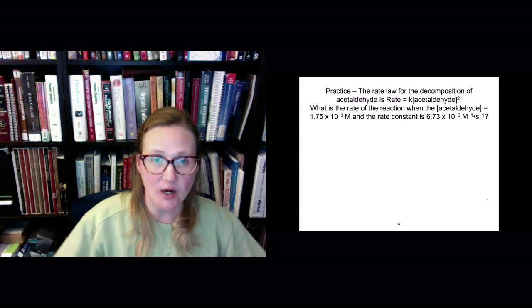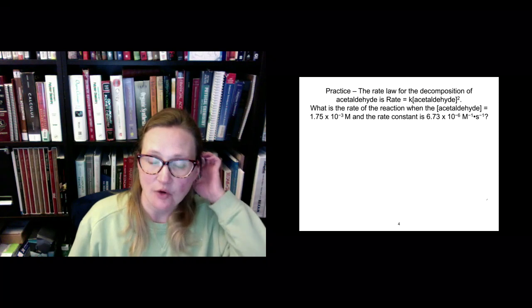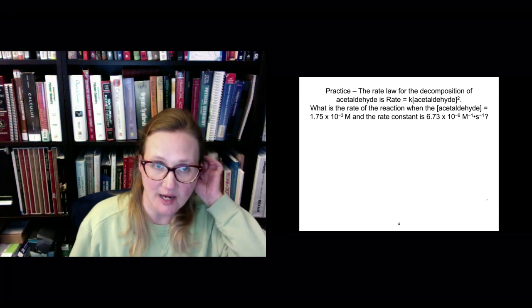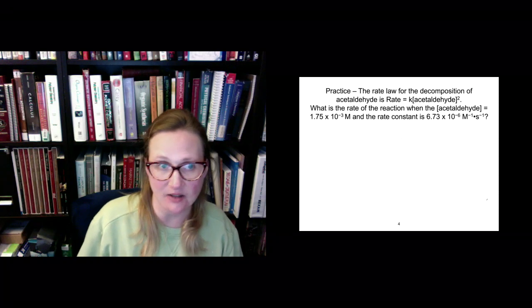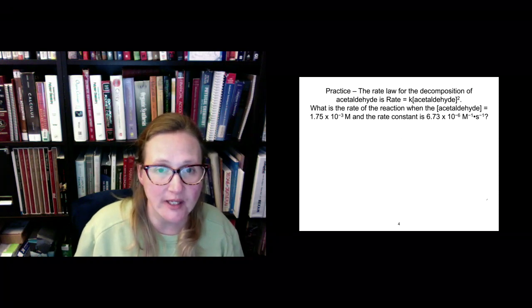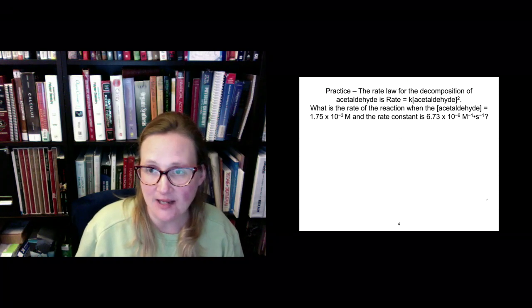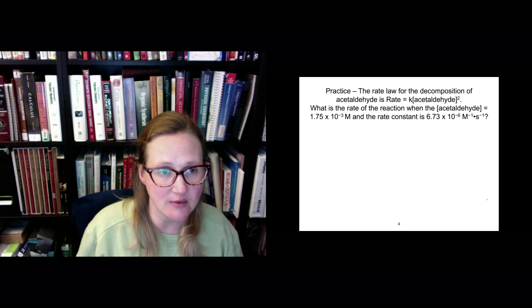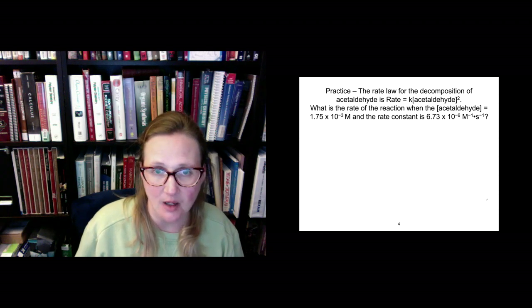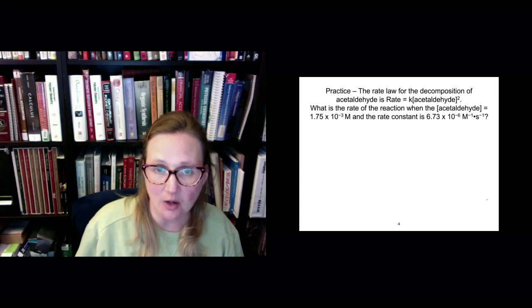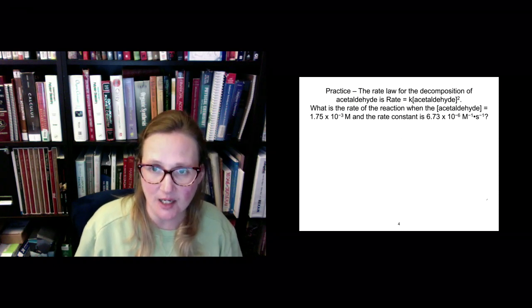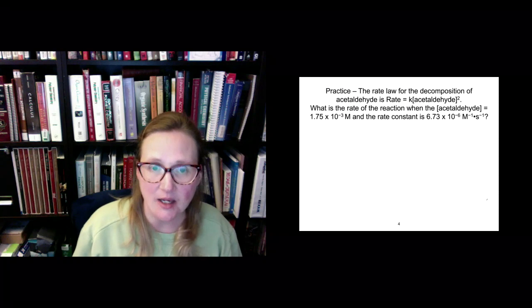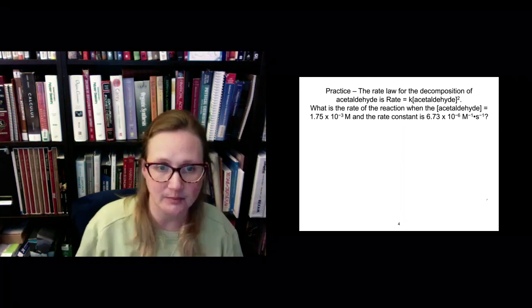Okay, so let's practice again. We have a rate law for the decomposition of acetaldehyde, and it says that it's second order with respect to the acetaldehyde. What is the rate of the reaction when the acetaldehyde concentration is equal to 1.75 times 10 to the minus 3? Here we're given our rate constant, so we just have to solve for the rate given our concentration and our rate constant.